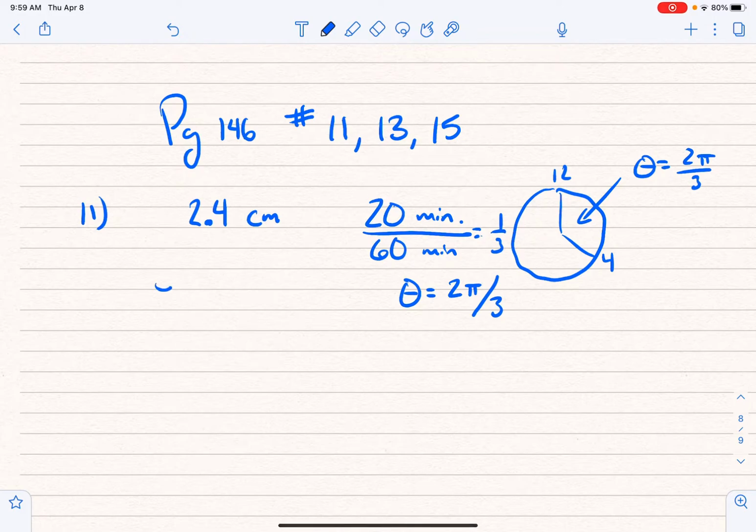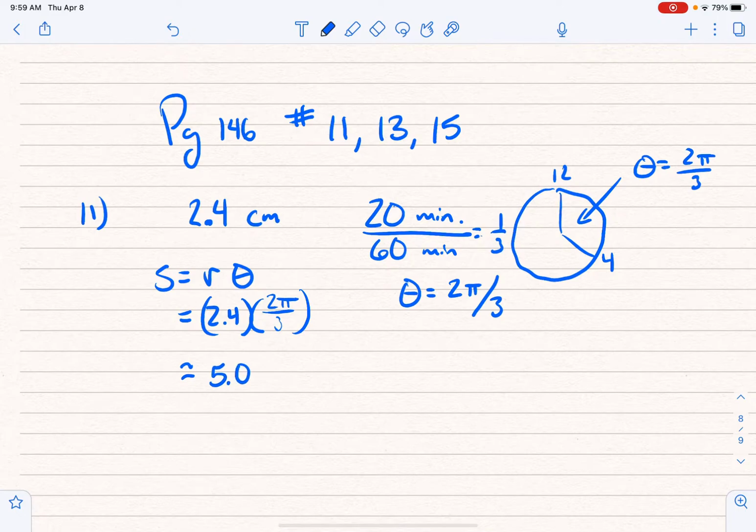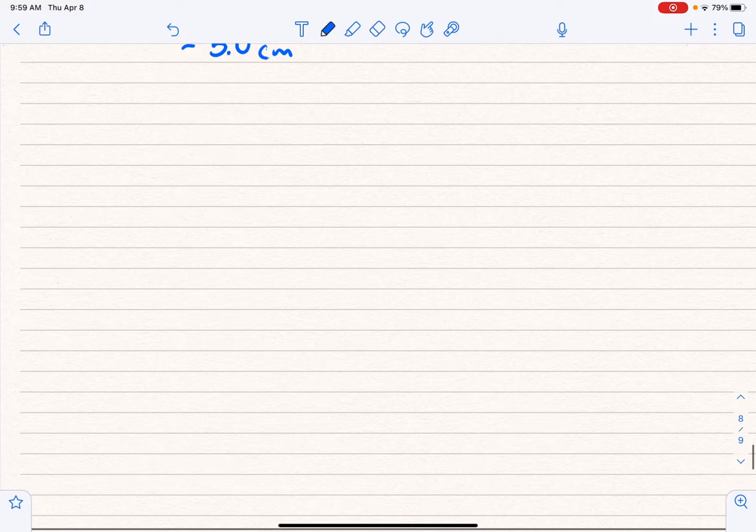Okay, so therefore, the arc length is equal to radius times theta, which is going to be 2.4 times 2 pi over 3. And at this point, I'm going to plug that into a calculator: 2.4 times 2 pi over 3. And I get that the tip of that hand traveled about 5.0 centimeters. Okay? Next, number 13. It says the space shuttle is 200 miles above the Earth.